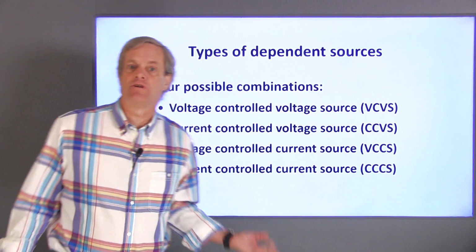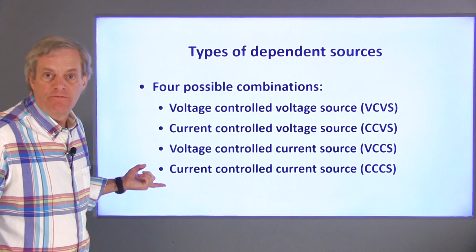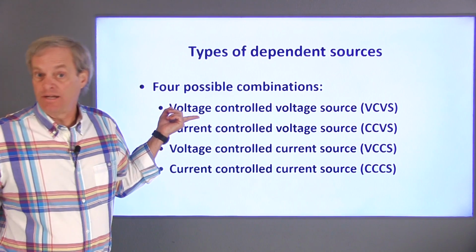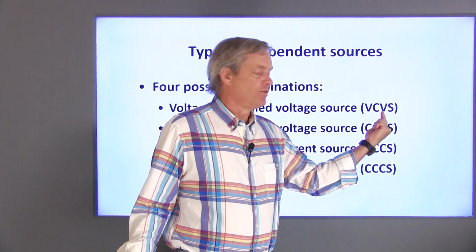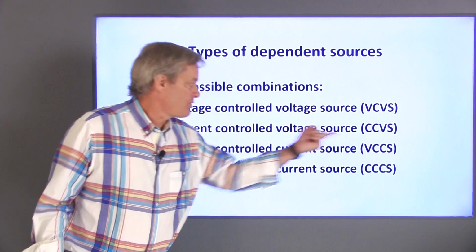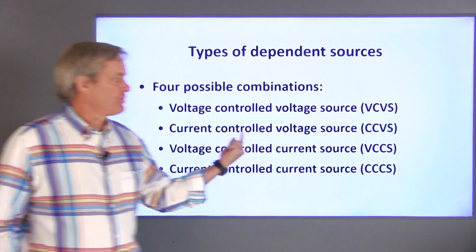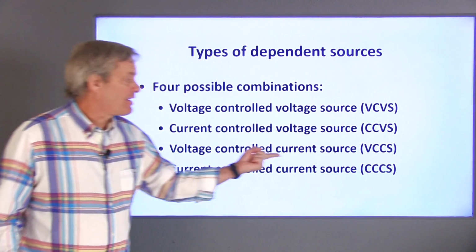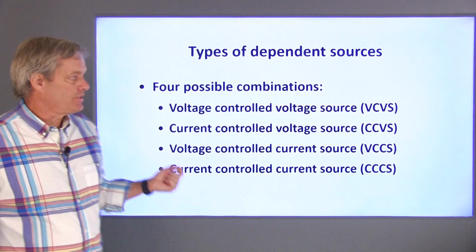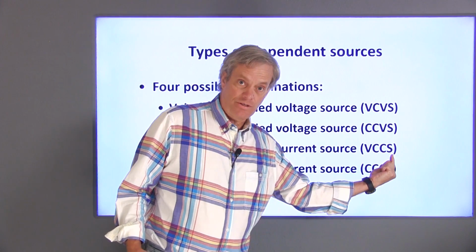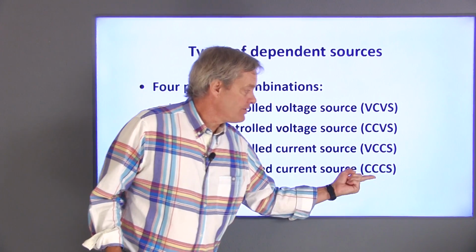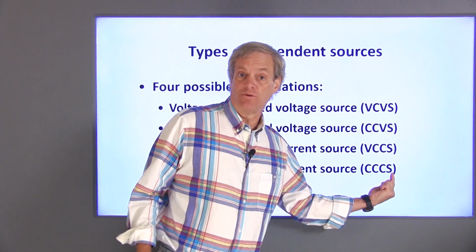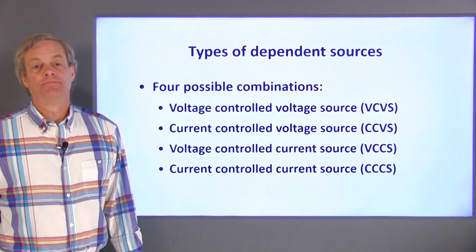Since the source can provide either a voltage or a current, and the source can be controlled by either a voltage or a current, there are four possible types of dependent sources. A voltage source that's controlled by a voltage elsewhere in the circuit is a voltage-controlled voltage source. A voltage source controlled by a current is a current-controlled voltage source, usually abbreviated as CCVS. A current source that's controlled by a voltage is a voltage-controlled current source. And finally, a current source that's controlled by a current somewhere else is a current-controlled current source, or CCCS.